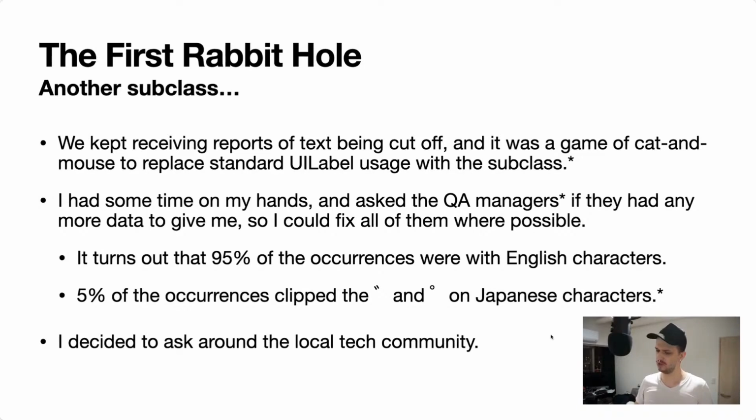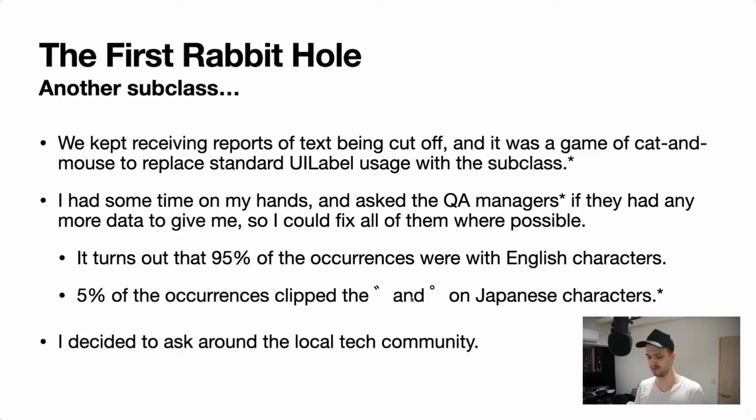But it turned out that 95% of the occurrences were with English characters. And the big thing there is we actually have an English mode. So foreigners in Japan that cannot read Japanese effectively enough to use a financial app can change the app into English. And every descending character was being cut off. 5% of the occurrences also clipped the character modifiers on Japanese characters.